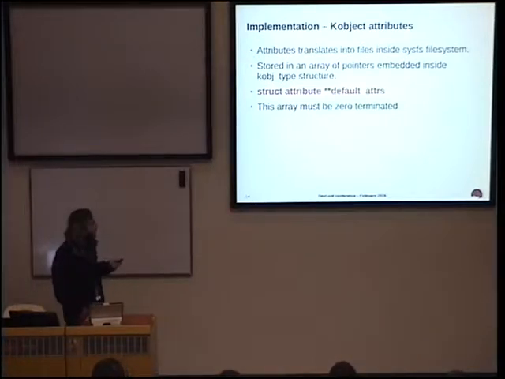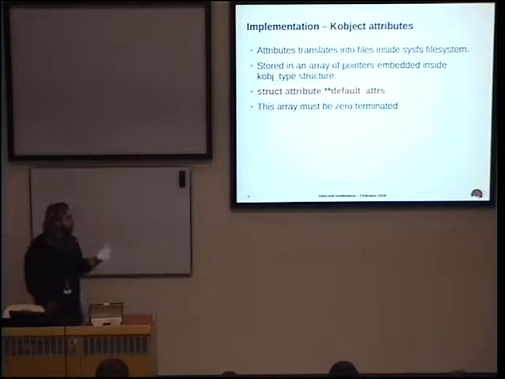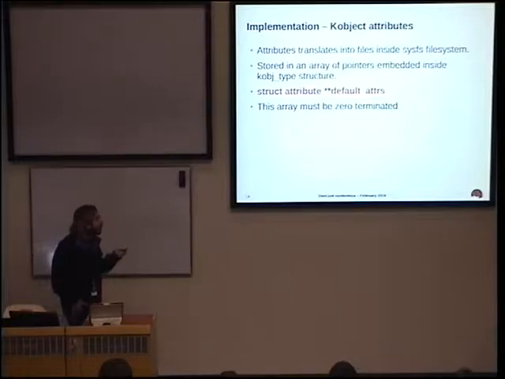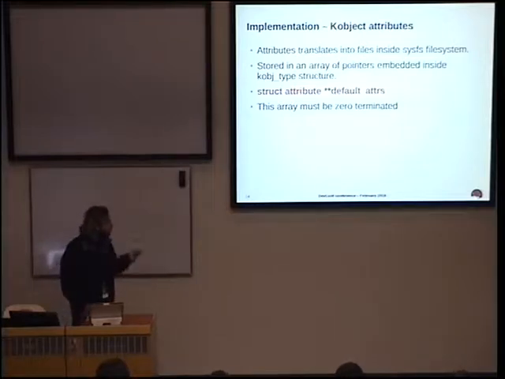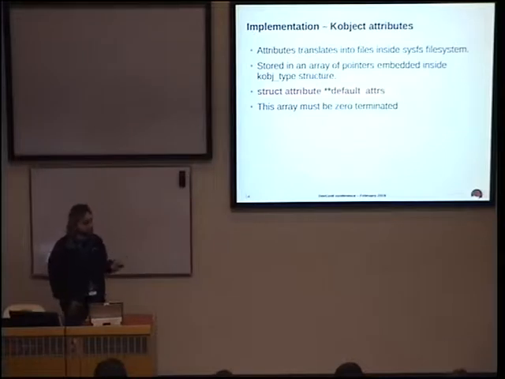The default attributes field is usually a collection of attributes that are embedded inside the KObject when the KObject is created. Usually these attributes are inherited from the parent of that KObject, for example, from the Kset where it's embedded. We can actually create attributes on the fly for each KObject, but I will show you guys later how to do that.